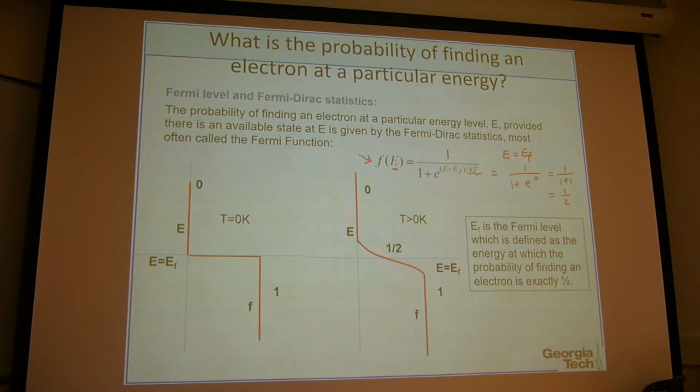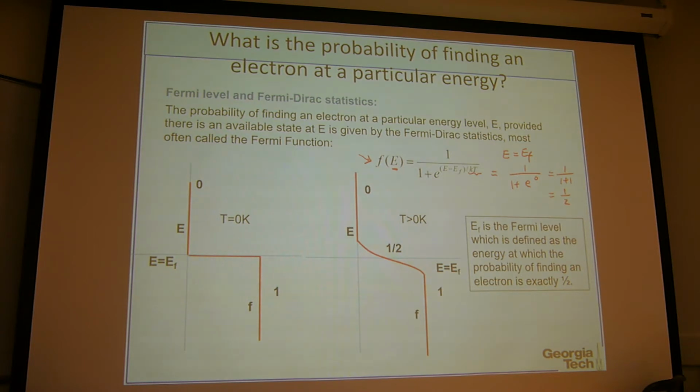Question: you said that provided there's an available state at E, then I can get the probability. But I can plug any value of E in here. Yes, you can plug in. This provided condition, we will see that in a minute. Because in the band gap you don't have available states, that means in the band gap you cannot have electrons there. We'll get to that point later.